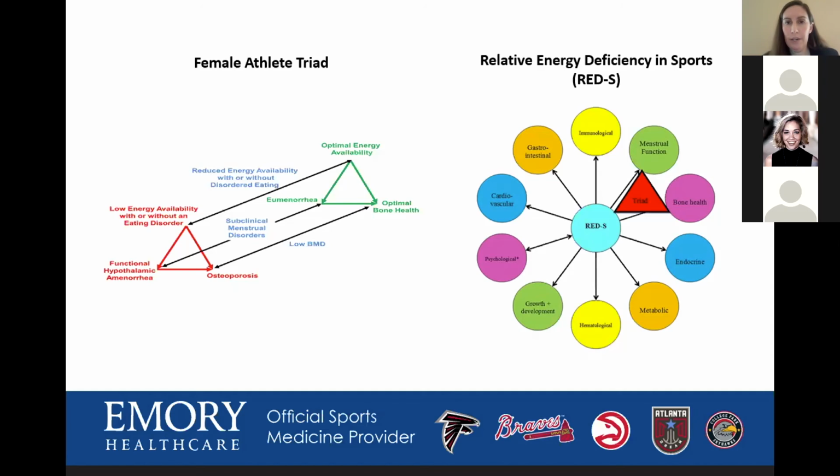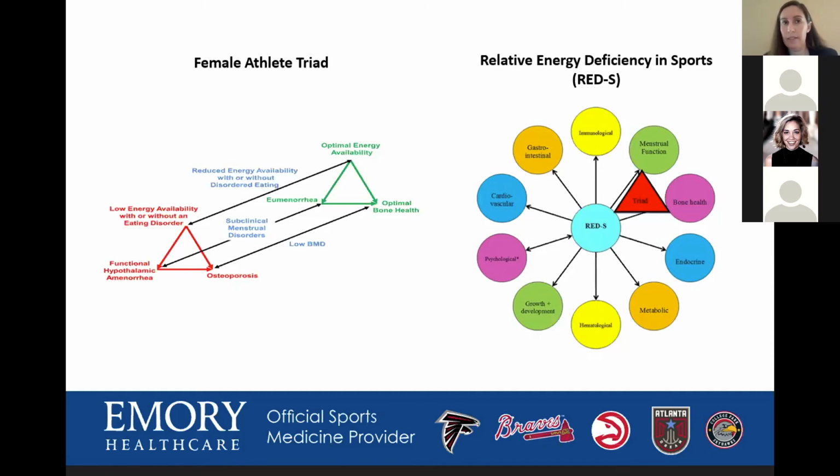And so over the years, there was more research and more recognition of this interrelatedness. And so now we recognize an entity called relative energy deficiency in sports. So you can see over in this area here how there's still this female athlete triad component to it, recognizing the interrelatedness of energy availability, hormonal health and menstrual health, as well as bone health.